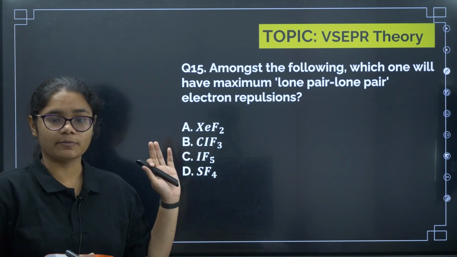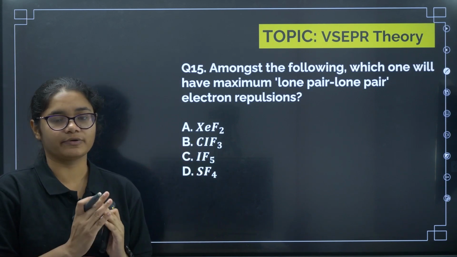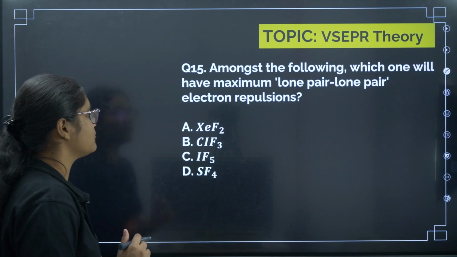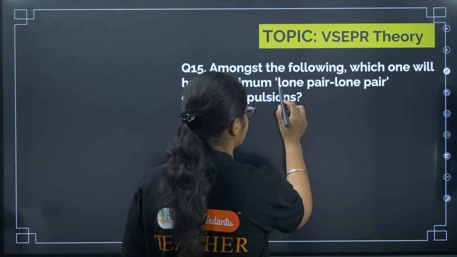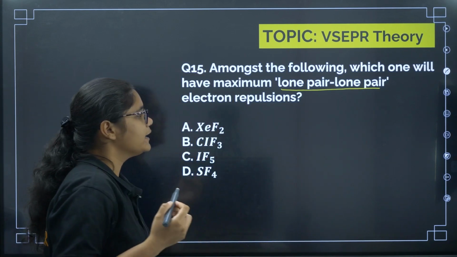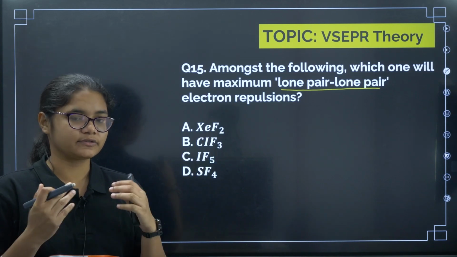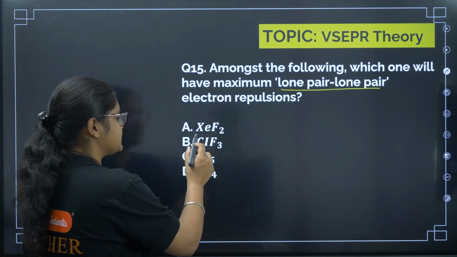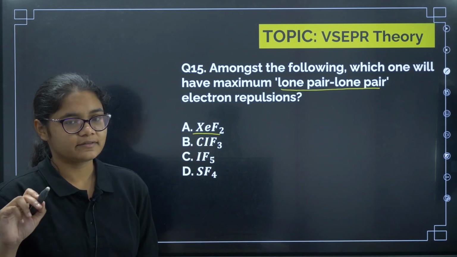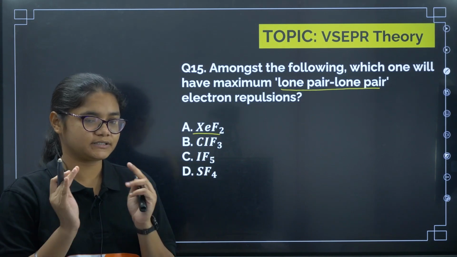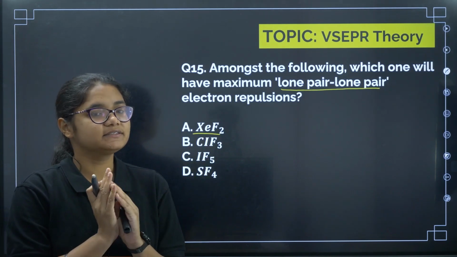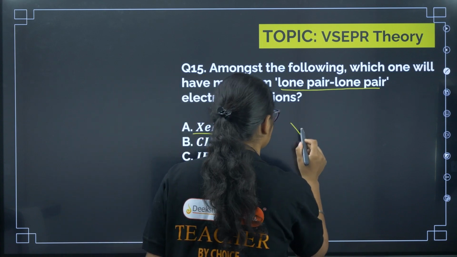This is one of the major topics that we have come to, VSEPR theory. Lot of questions are asked from here. So let us see, amongst the following, which one will have the maximum lone pair electron repulsion. While doing these questions, we'll try to draw the structures also, so that it can be revised well. XeF2, 8 valence electrons are there, 2 are used in bond formation, so 8 minus 2, 6. 6 means 3 lone pairs. So 3 lone pairs and 2 bond pairs.